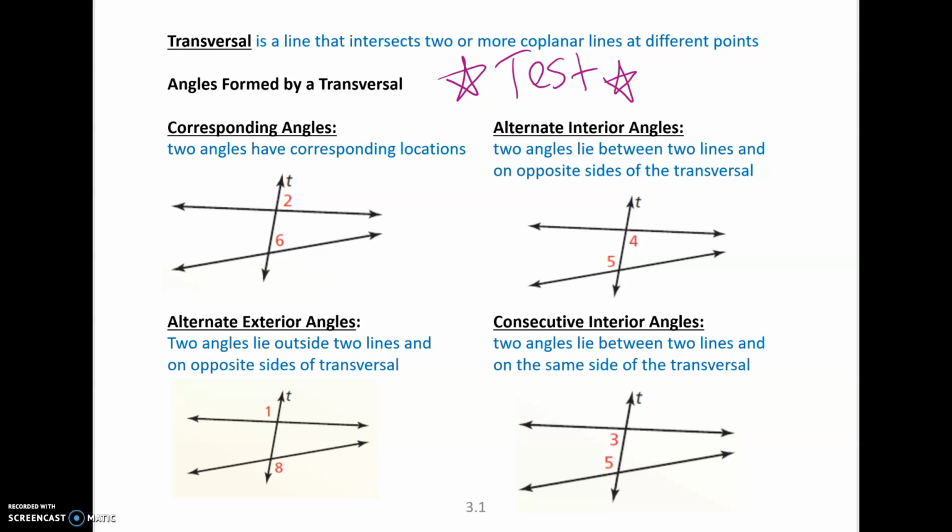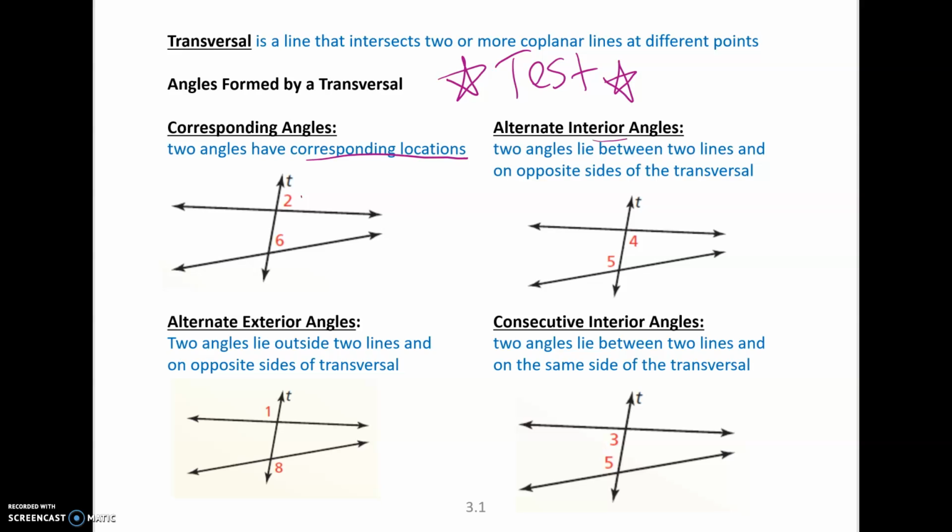These 4 types of angles are very important. My first type is my corresponding angles. These corresponding angles mean that they have the same location. So this is in the upper right. If I look at that top X, this is upper right, and my 6 is also upper right. So they have the same location.